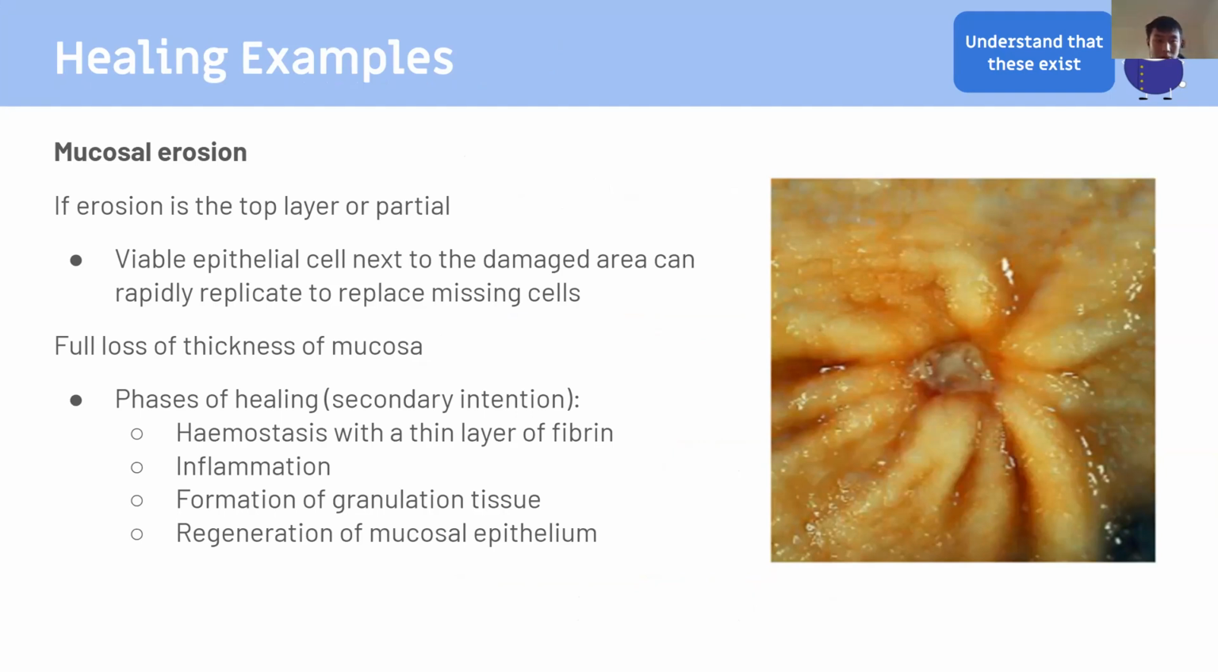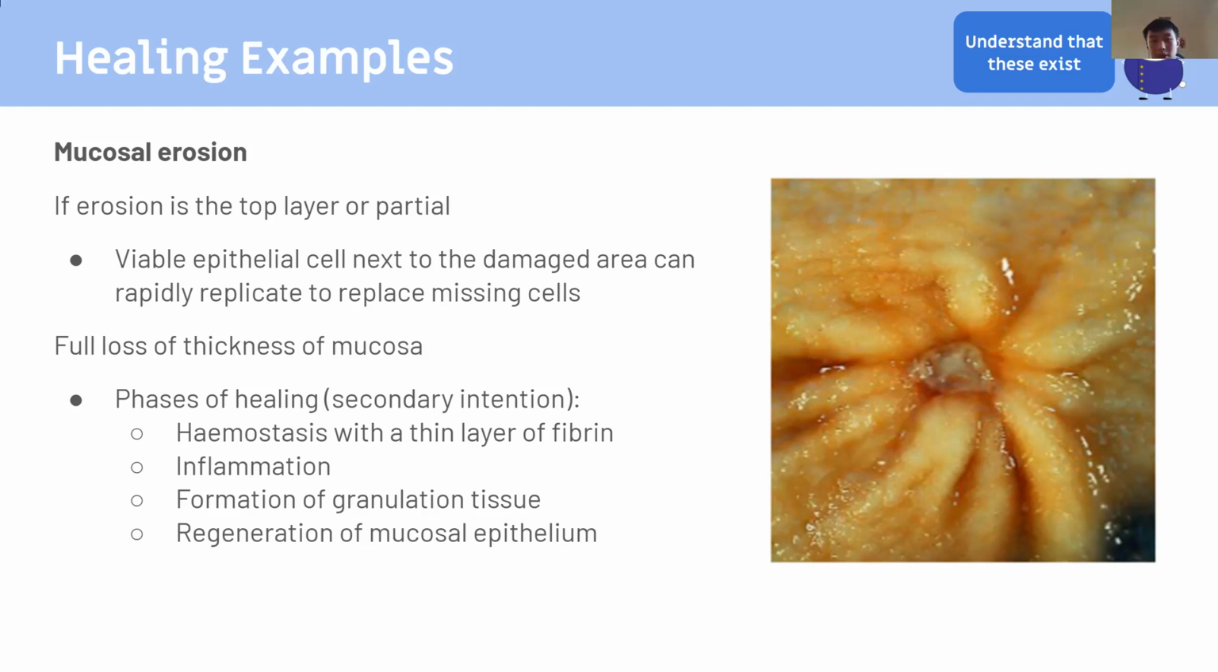Perhaps you have something like an ulcer. So if there's some erosion of just the top layer of epithelium, or there's just partial erosion, then it will be quite simple, and the viable epithelial cells next to the damaged area can just rapidly replicate, and it will basically replace the epithelial cells.